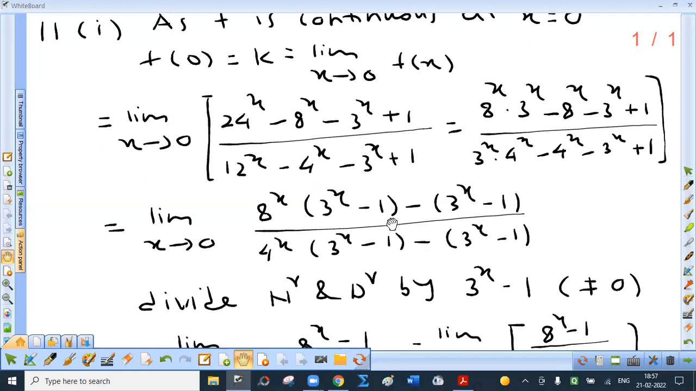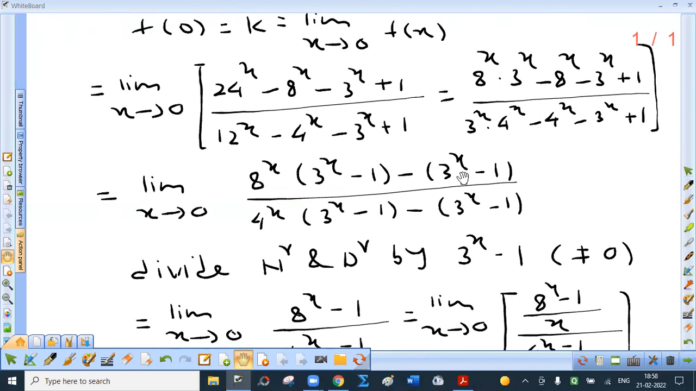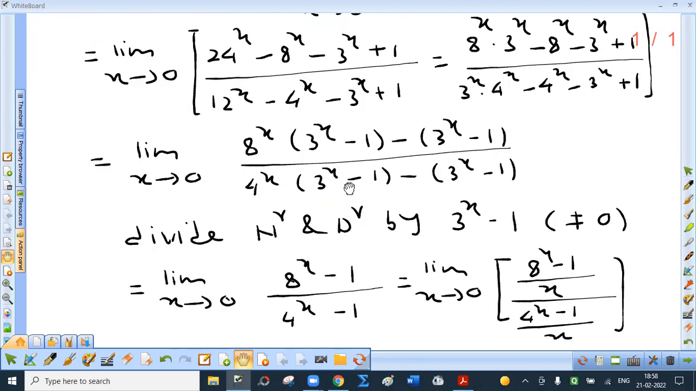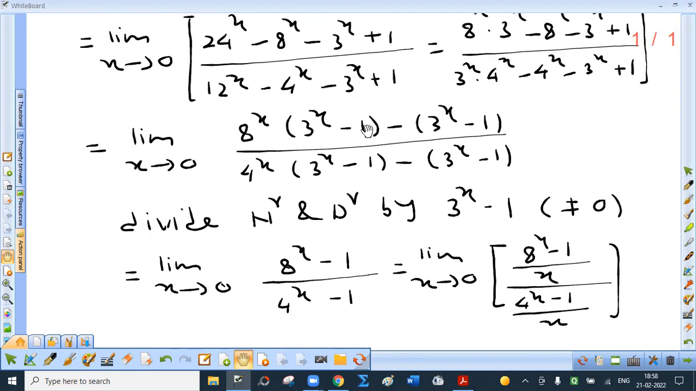Now, can I divide numerator and denominator by this? You may say, can we take 3 raised to x minus 1 common to get 8 raised to x minus 1 in another bracket? Same thing. I have directly divided. Division is allowed, valid, because x only tends to 0. So 3 raised to x minus 1 is non-zero. So division is allowed.